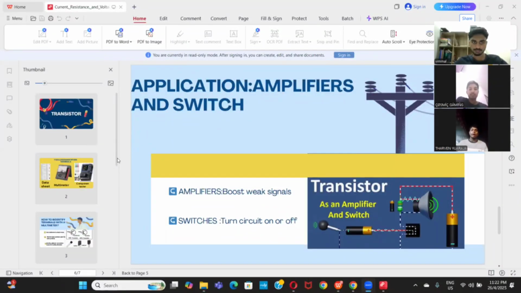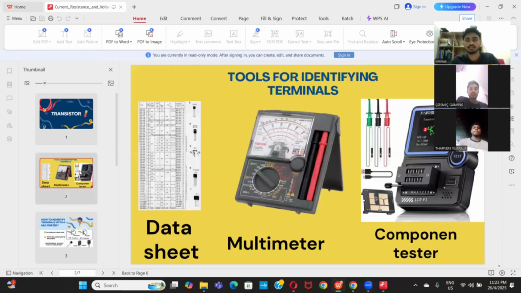So today we are going to present about transistors. First of all, let me introduce myself. My name is Tarvan, and my team members are Vimalnesh and Naveen. In today's presentation, we are going to explain how to identify transistor terminals, distinguish NPN and PNP types, and understand their applications.